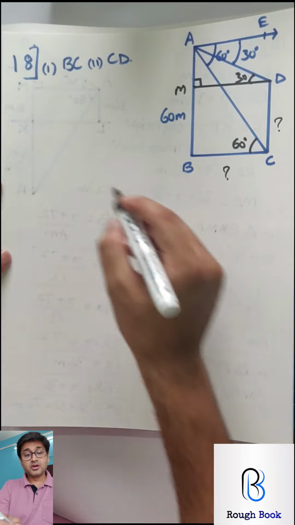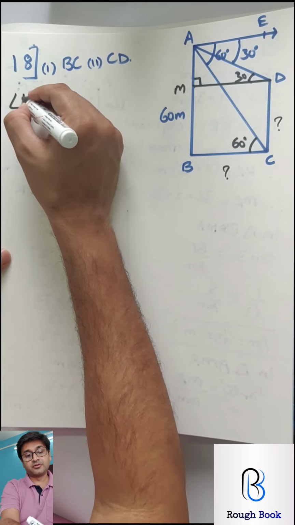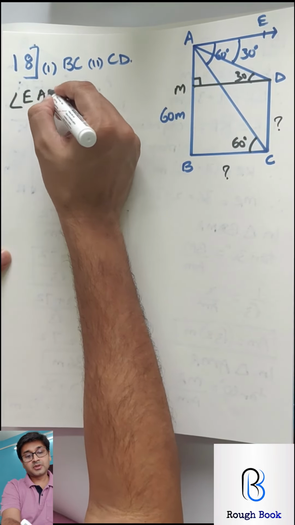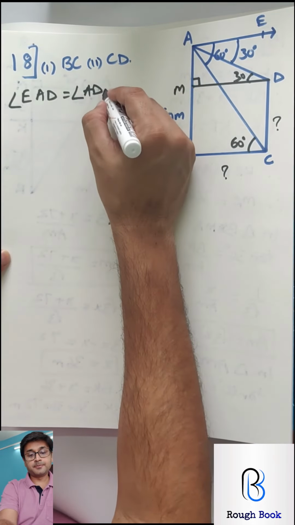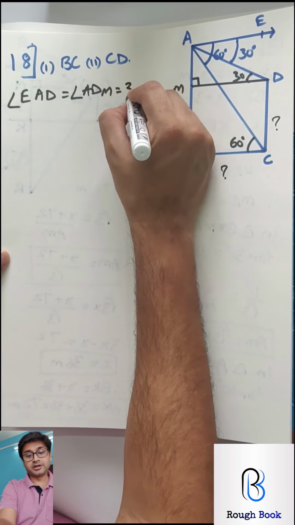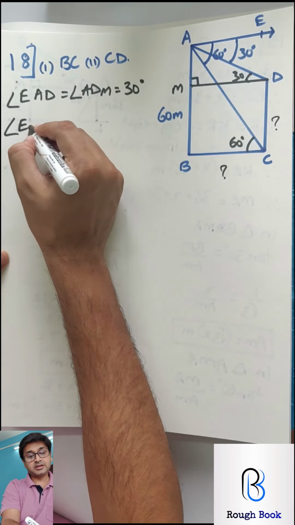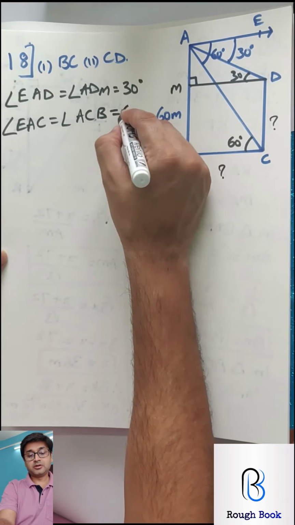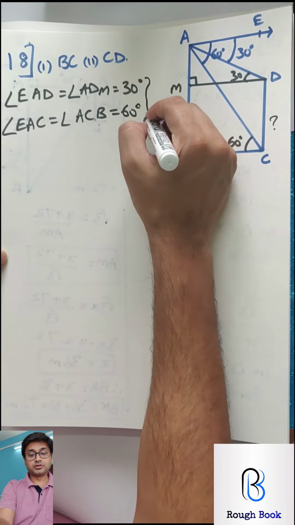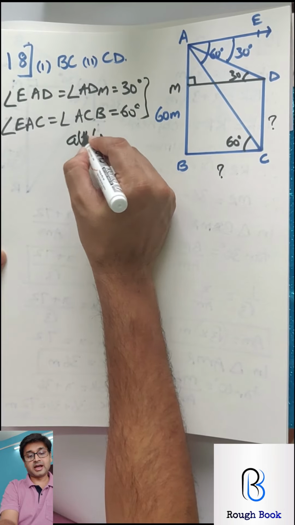Hit it, everyone. First thing, write the alternate angles. Don't forget, otherwise you will lose 1 mark. So EAD equals to ADM equals to 30 degrees, and EAC equals to ACB equals to 60 degrees. For both of them, the reason will be alternate angles.